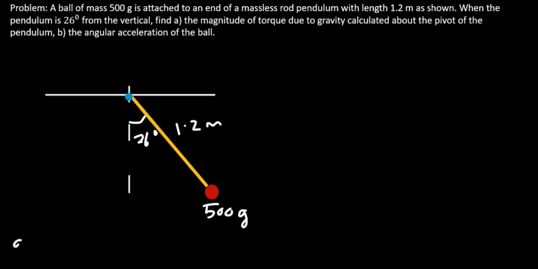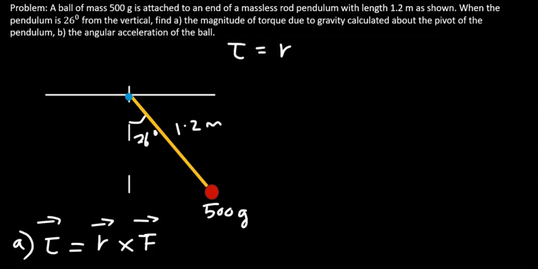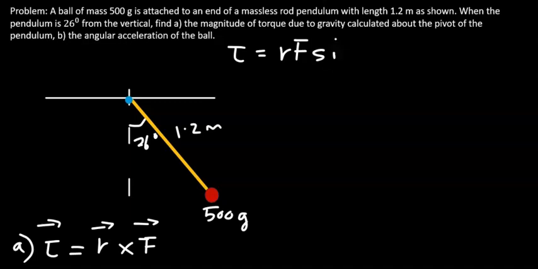So let's first calculate the torque. Torque is given by the cross product of two vectors. The first one is moment arm, and the second one is force. In this case, it is the weight. So if you want to determine the magnitude of the torque, it is just the same as the magnitude of the moment arm times the magnitude of the force times the sine of the angle between these two vectors.